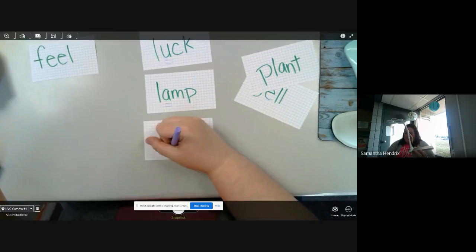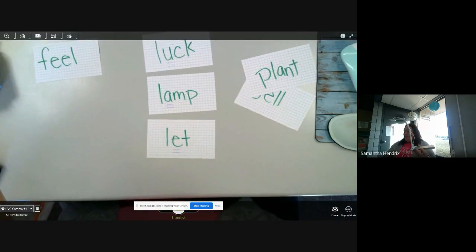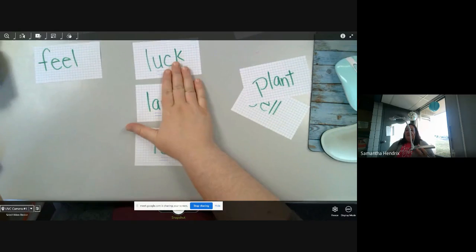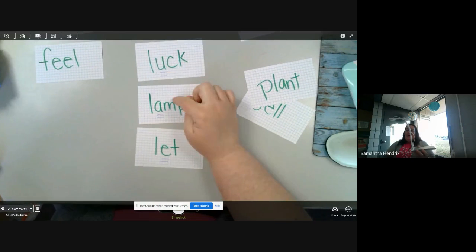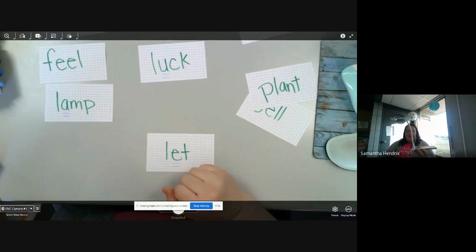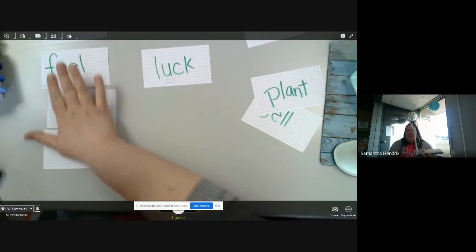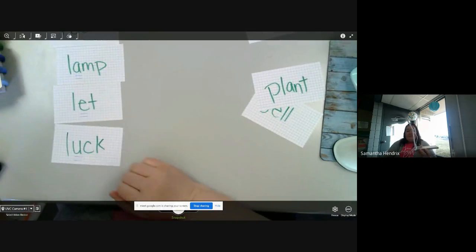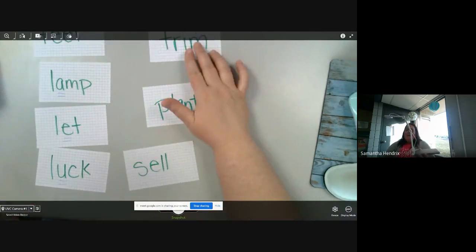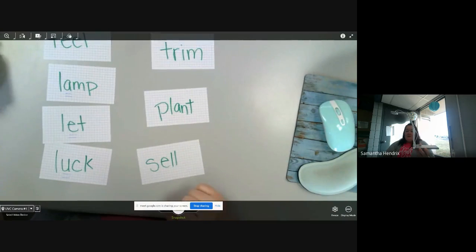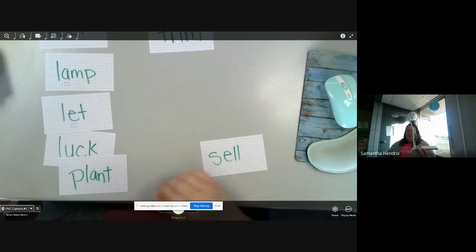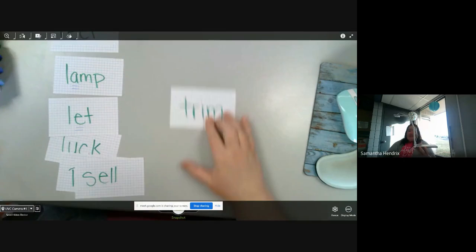Okay? So we know that these 3 are going to be clumped together. So we look at the second letter. So we have a U, an A, and an E. What comes first? The A, then the E, then the U. Good. Okay. So now we have trim, plant, and cell left. So we have L, M, N, O, P, Q, R, S, and T.